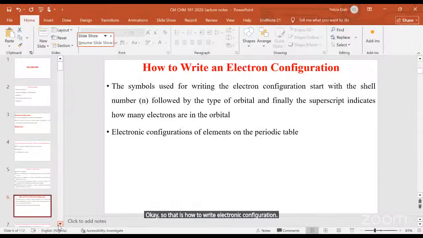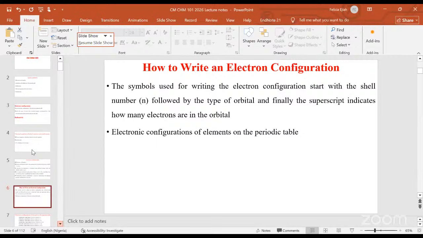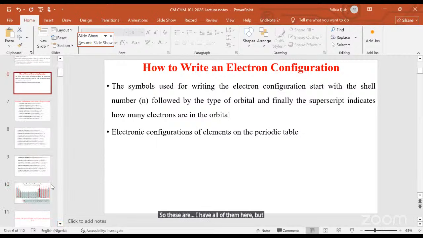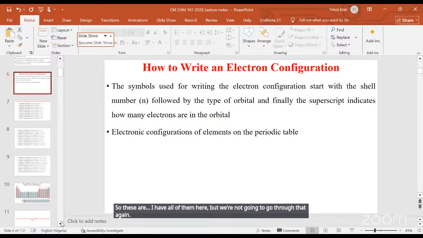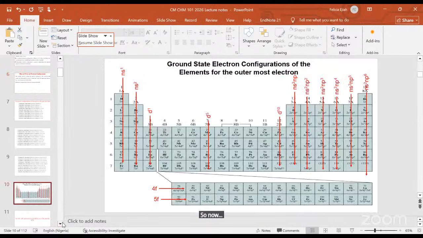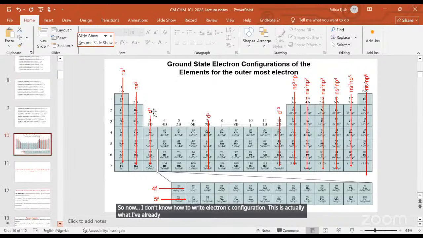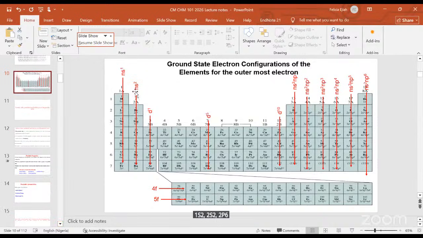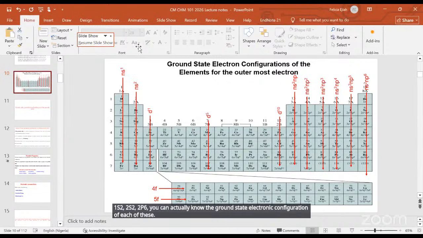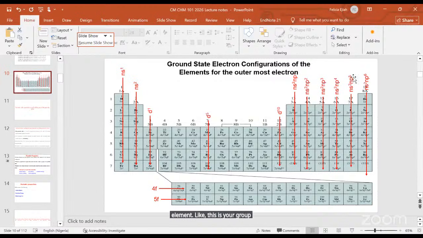Okay, so that is how to write electronic configuration. I have all of them here, but we're not going to go through that again. So now, having learned how to write electronic configuration, this is actually what I've already explained. Instead of writing your 1s1, 1s2, 2s2, 2p6, you can actually know the ground state electronic configuration of each of these elements. Like this is your group 1, group 2, group 3, group 4, group 5, group 6.